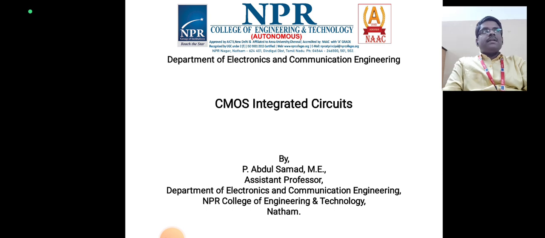So what is meant by CMOS? CMOS is complementary metal oxide semiconductor. It is an advanced technology of integrated circuits. Now in this session, we are discussing what CMOS is, and which integrated circuits are available in CMOS circuits.